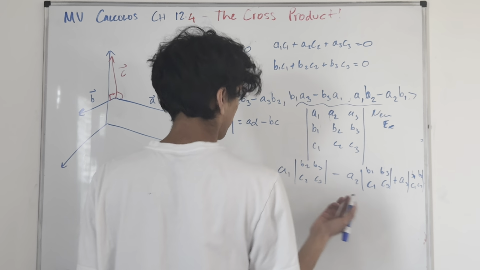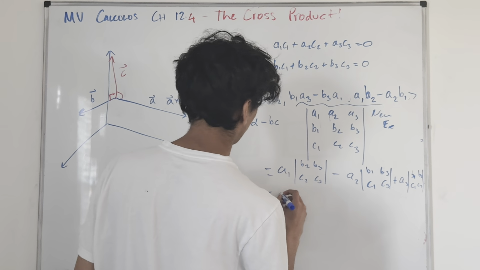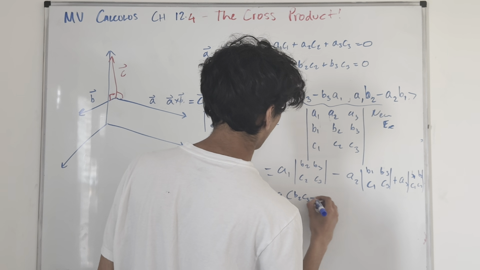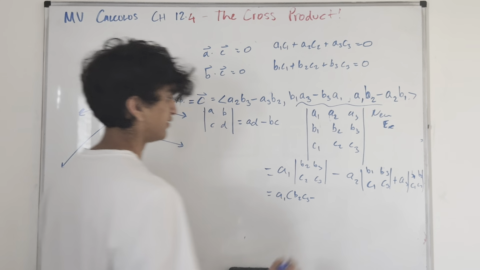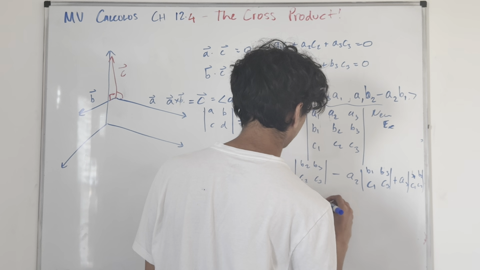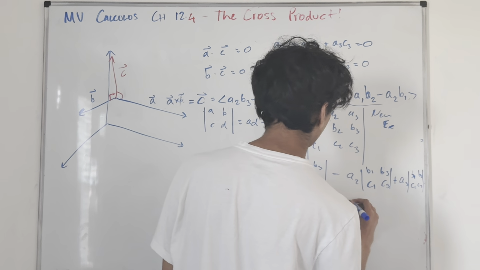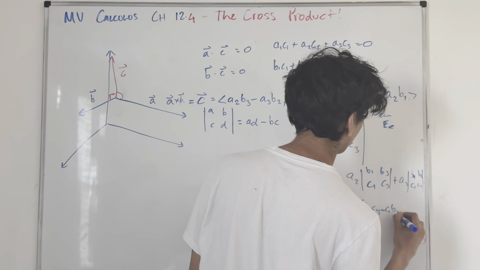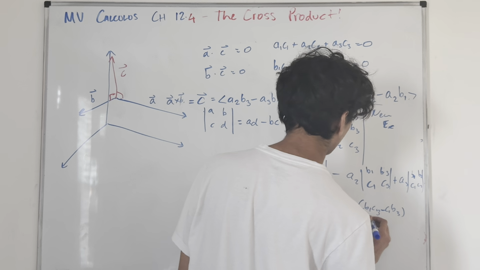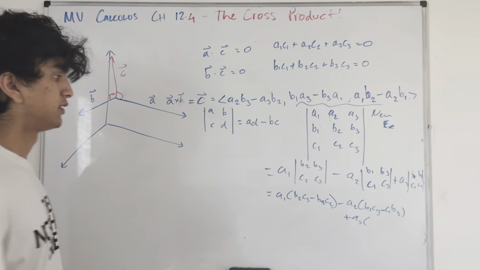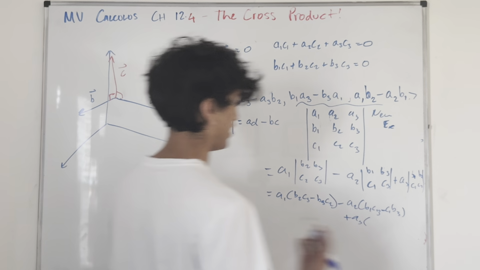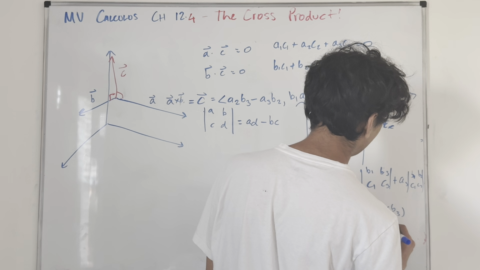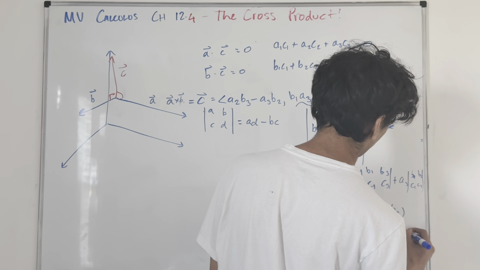And these determinants I can solve pretty easily. This is the same thing as A1 times (B2 C3 minus B3 C2), minus A2 times (B1 C3 minus C1 B3), plus A3 times (B1 C2 minus C1 B2).